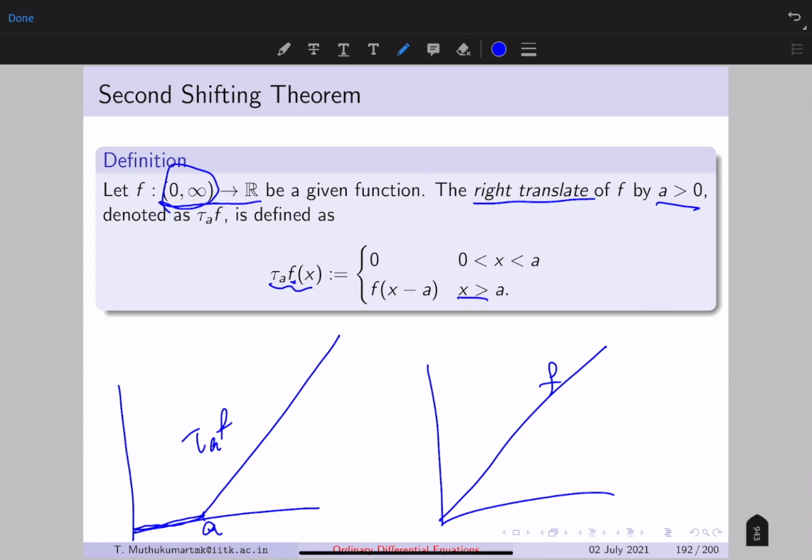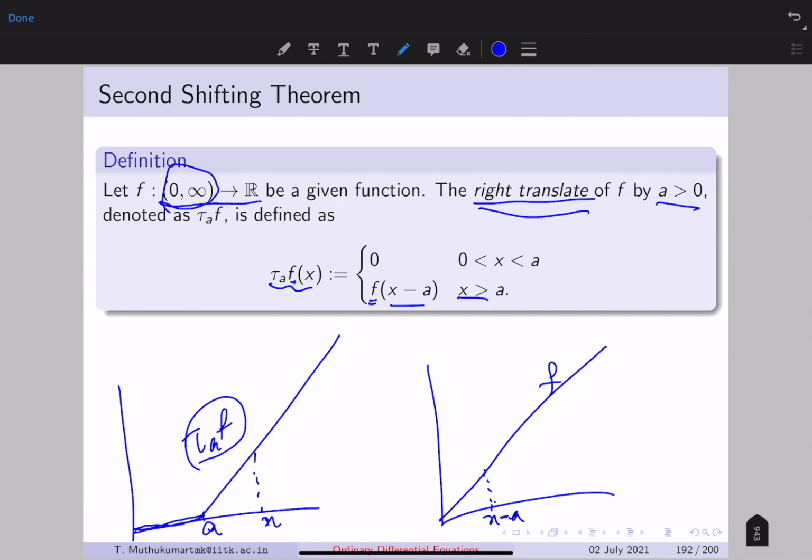So the value of the shifted function at x is the value of f at x minus a, right? Suppose this is your x, so the value of this tau a f at this point x is whatever is the value of f at x minus a. So somewhere here, okay, this point is your x minus a. Okay, so that is what is called the right translate of f.